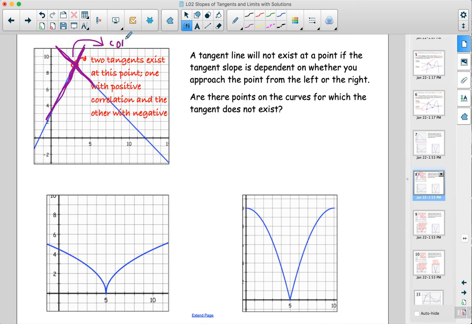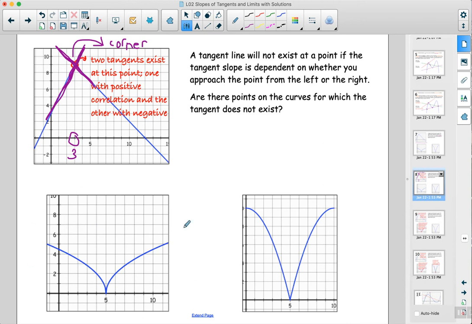Two linear functions are coming together at a corner, and you can't draw a tangent at a corner. There are two possible tangents you can draw, one with positive and one with negative correlation. So that puts us right there at 3. We can draw a tangent everywhere to this particular piecewise curve, except at the point 3.